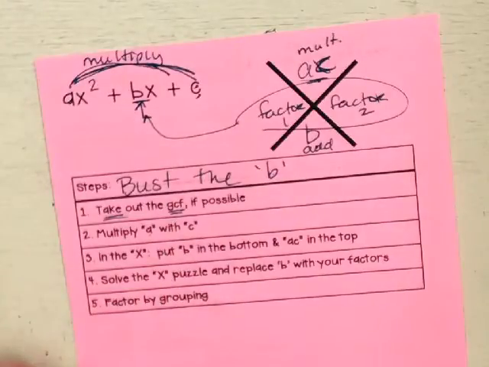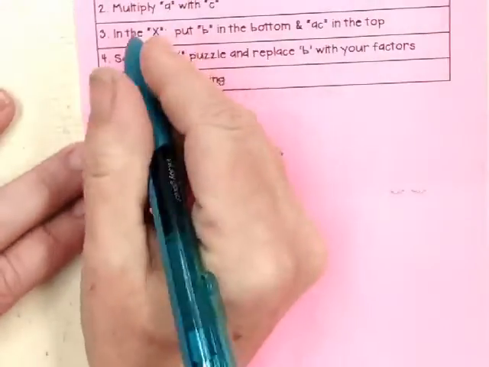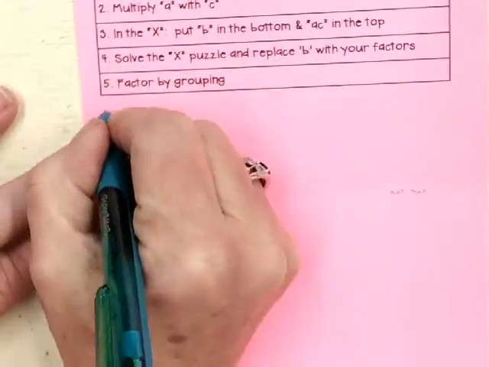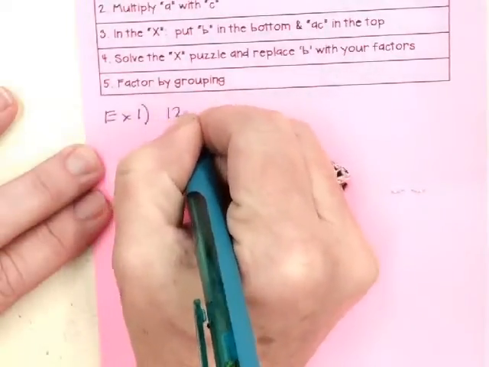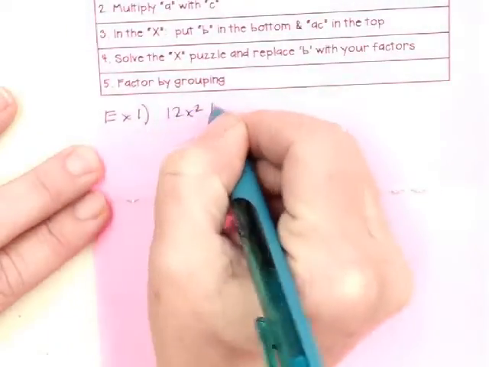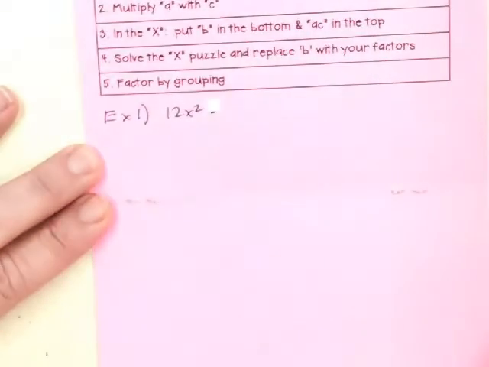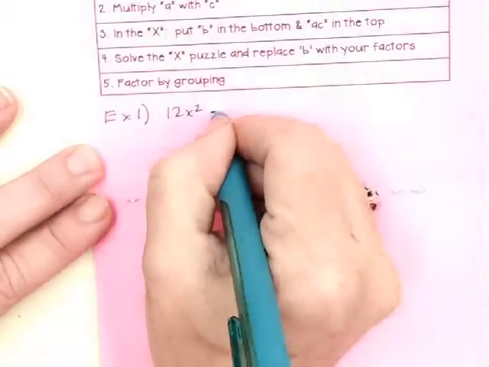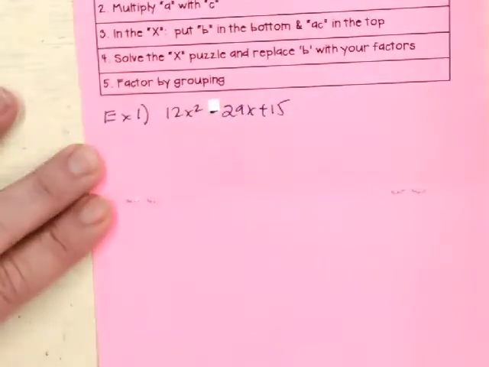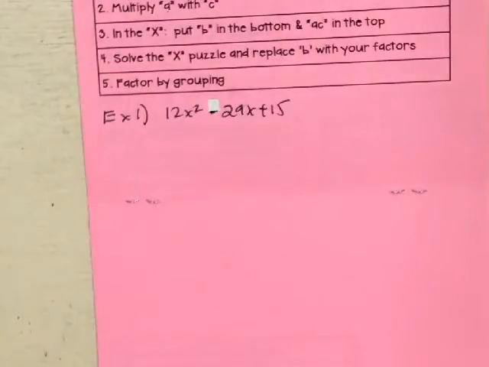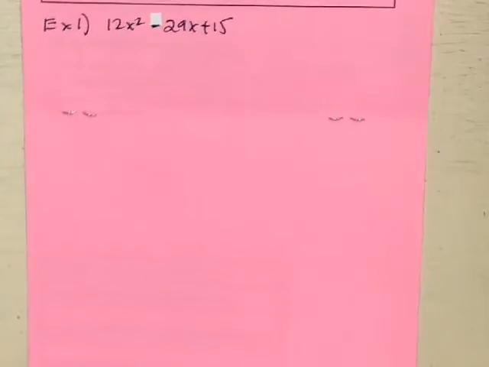And then we just factor by grouping. So here's what I'm talking about. It's really not that terrible. It's really pretty easy. And so here's what I got. If I've got 12x squared, that should have been a minus. Let's make that a minus. 12x squared minus 29x plus 15. You probably want a calculator unless you just know your multiplication facts right off the top of your head. If you do, that's great. If you don't, that's fine too.